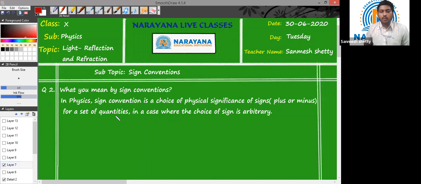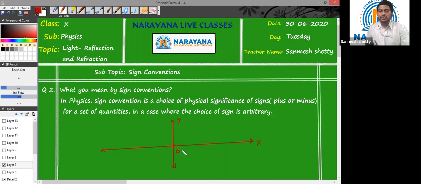Question number 2. What do you mean by sign convention? Now in physics, to make any calculations, to study any physical quantity or any movement, we need to choose a certain frame of reference. Along with that frame of reference, there come certain suitable sign conventions. What are these sign conventions? It is actually our choice to select a sign for certain physical quantities. For example, if I draw a Cartesian system, I call this the x-axis and y-axis, and this is my origin.